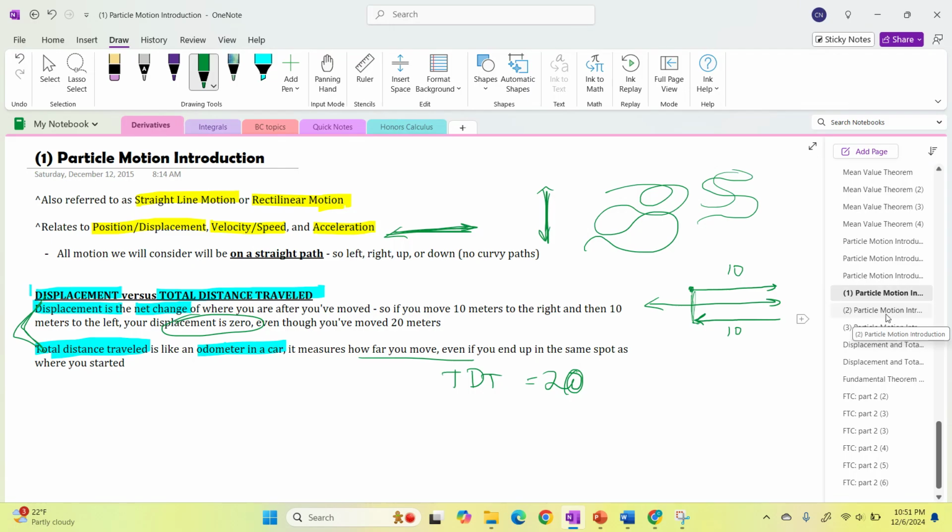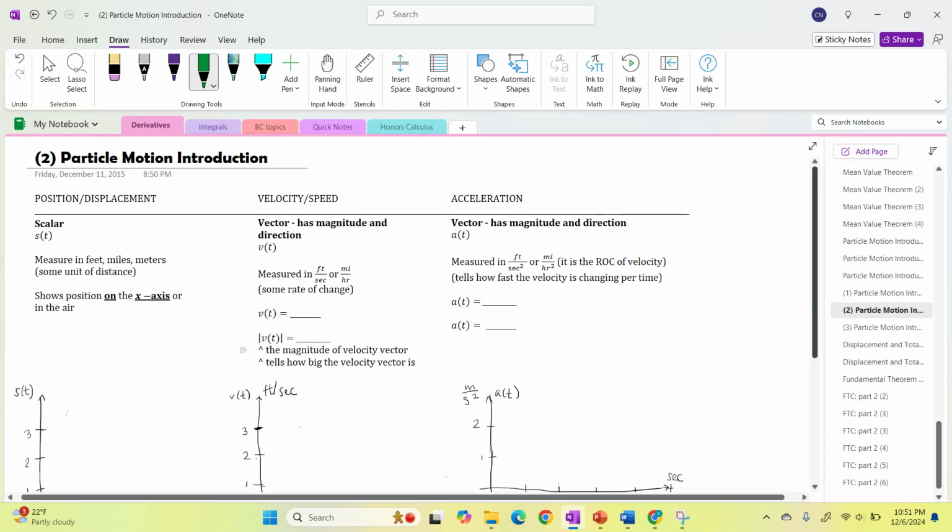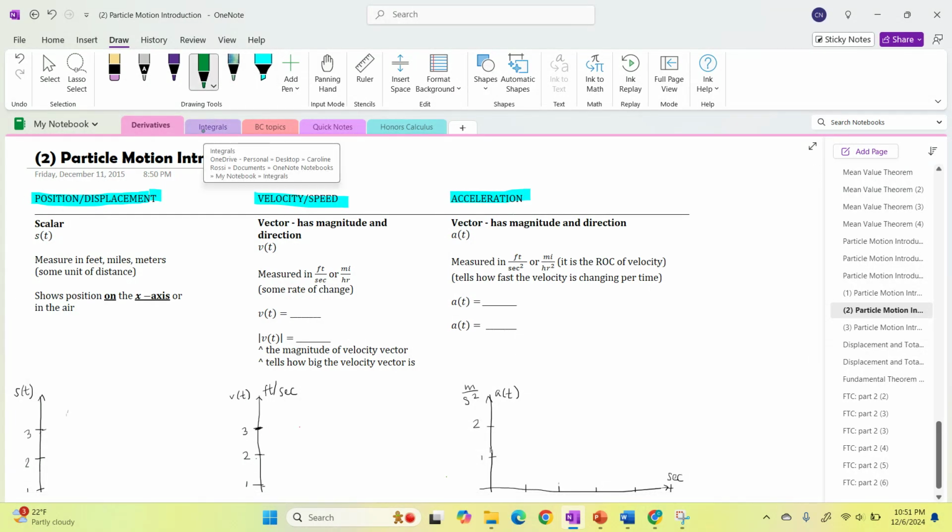All right, before I go to the next slide, make sure you have that jotted down for yourself. The next slide is just summarizing or organizing everything you need to know about position/displacement, velocity/speed, and acceleration. So I would just make yourself 3 columns here. We're going to fill in some blanks here and then do a couple sketches.